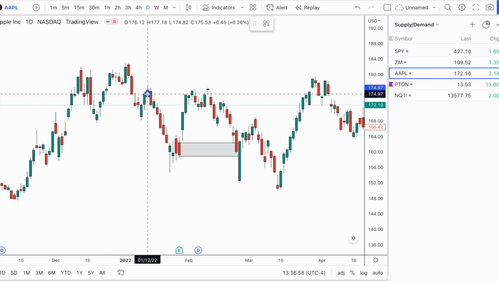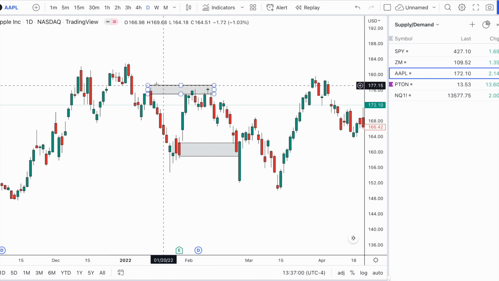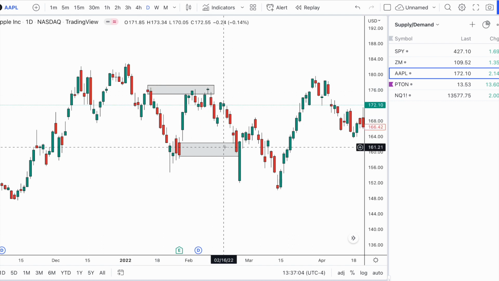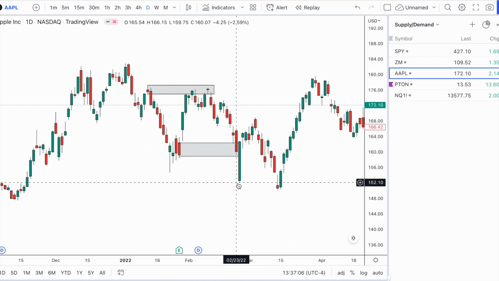But price is not able to take out this supply, right? So sellers are still in control. If price can't take out this supply, this demand zone is not going to hold. And that's exactly what happened. It ended up going all the way down to 151, right?